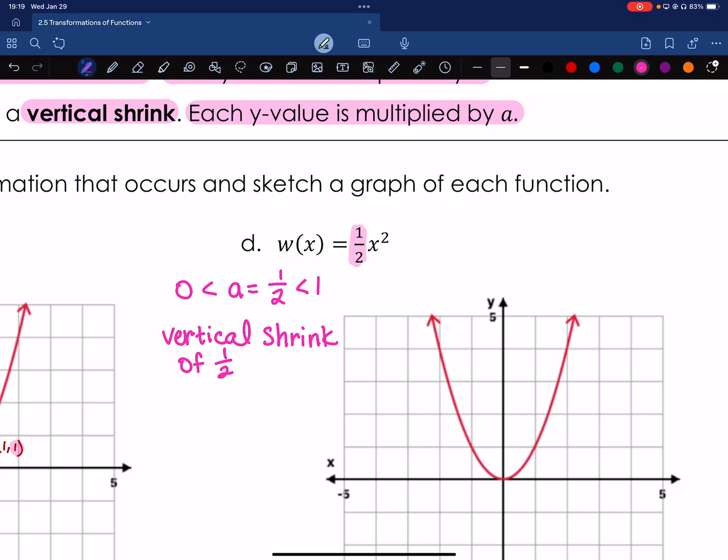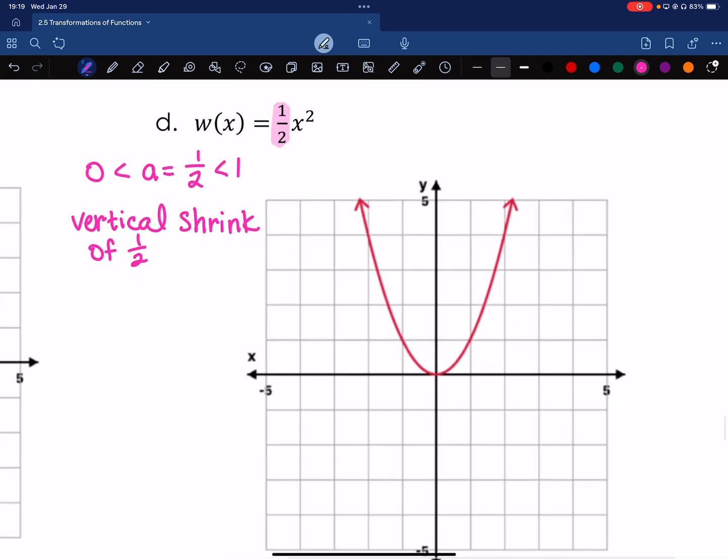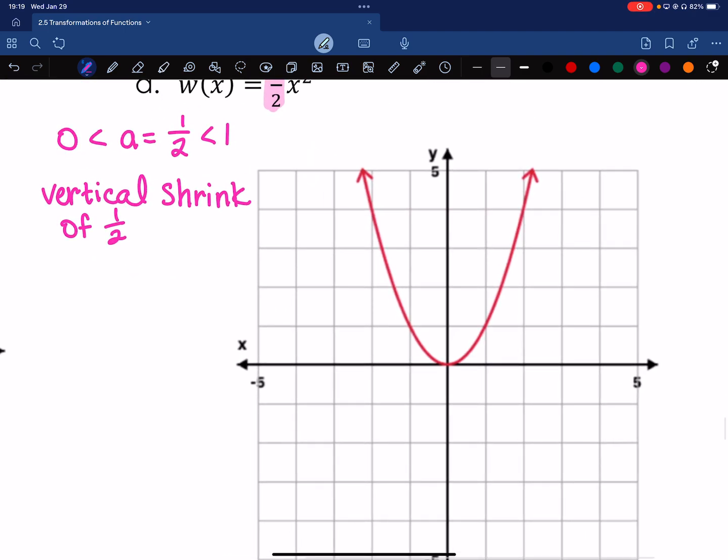So now all of your y values will be multiplied by 1/2, or cut in half, or you find half of your y values. So you would probably want to pick points that had even y values, because dividing by 2 or multiplying by 1/2 is easier than when it's not. Again, multiplying by 1/2 is the same thing as dividing by 2. Those are the same concept.